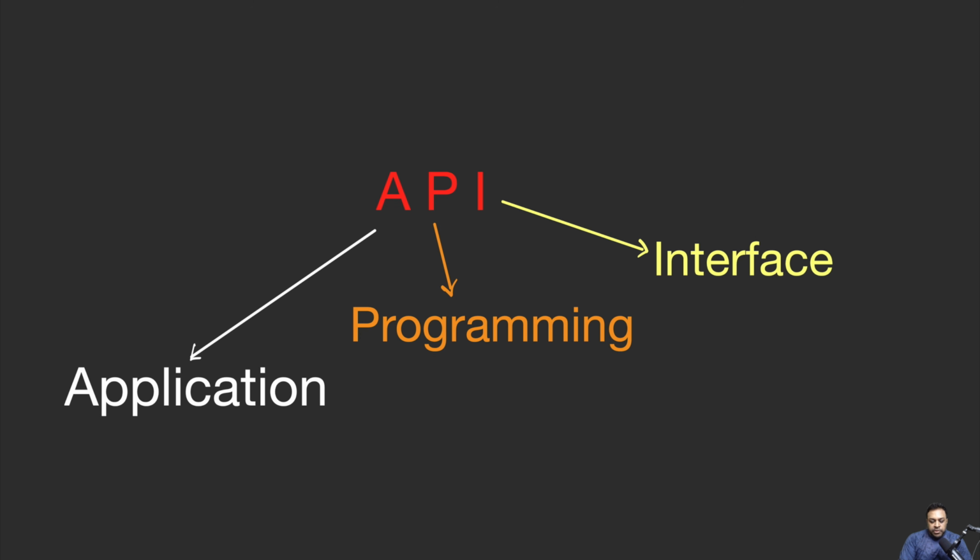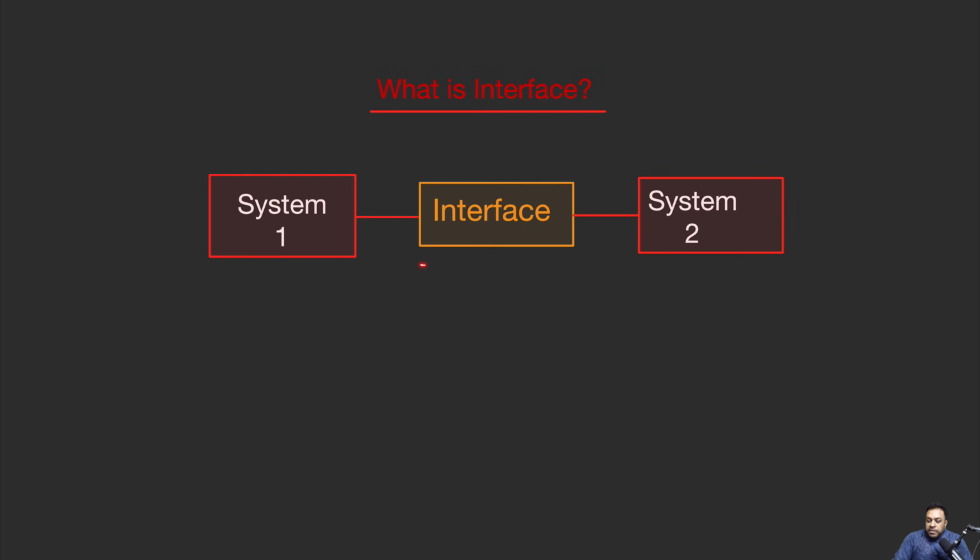So, there are basically three terms. One is application, programming, and interface. And we shall understand one by one. Let's start with interface. What is an interface? First, we need to see that. So, interface is something that basically connects two entities or two systems. That's it. That is what an interface is.